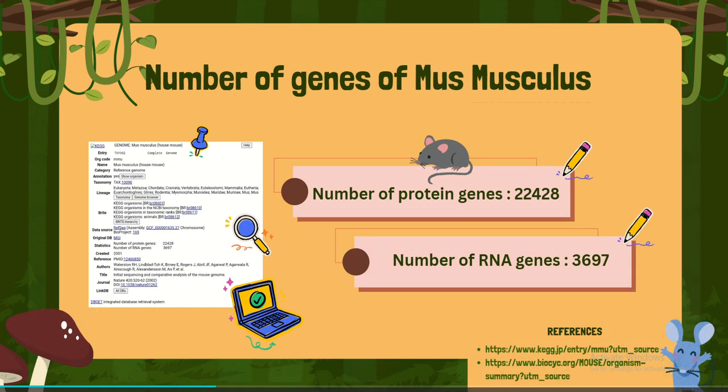Number of genes of Mus musculus. The article was provided for research purposes. The number of protein genes for Mus musculus is 22,428. The number of RNA genes is 3,697.